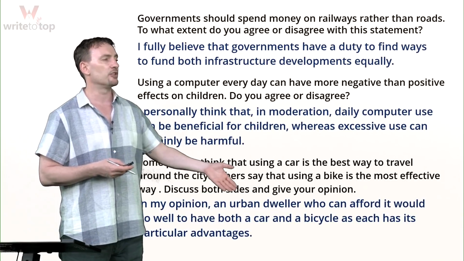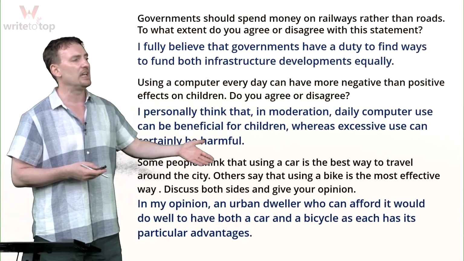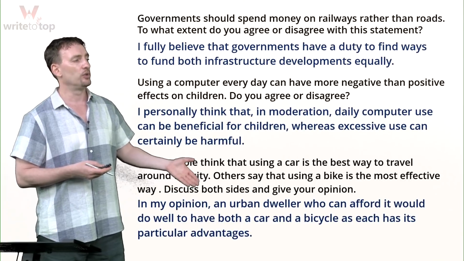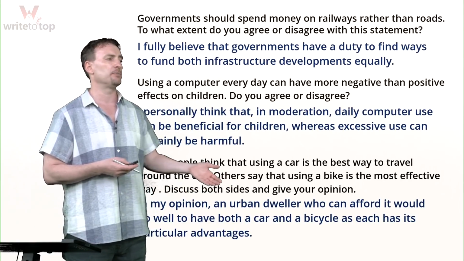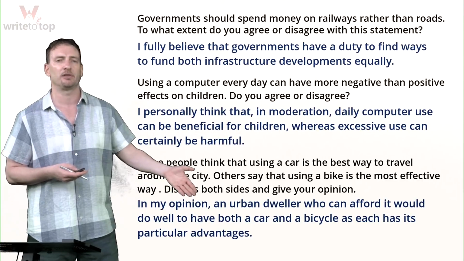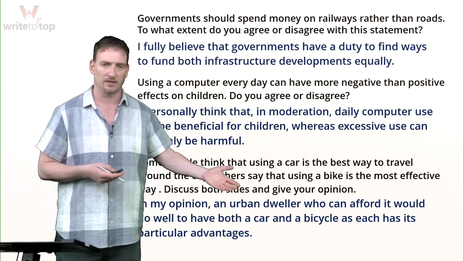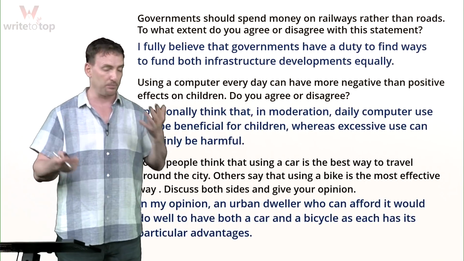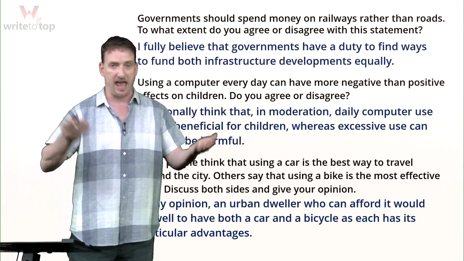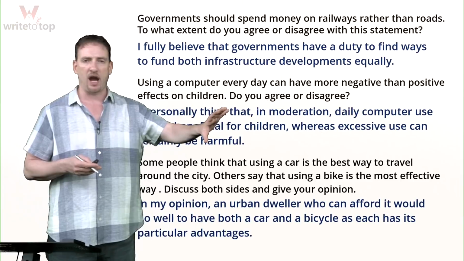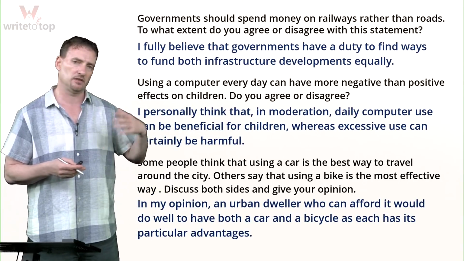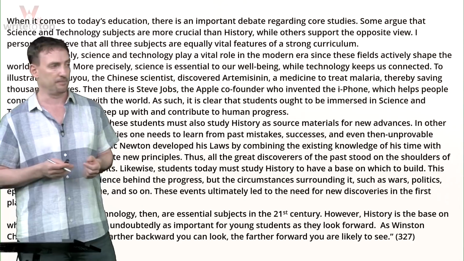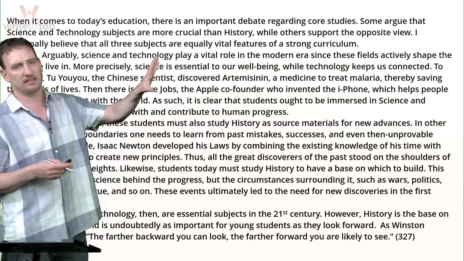In my opinion, this is the thesis statement, not the whole introduction. In my opinion, an urban dweller, a person who lives in a city, who can afford it, would do well to have both a car and a bicycle, as each has its particular advantages. Okay? So I'm telling you, I'm going to look at advantages of both of them. I think they're both very useful. If you can, have both. And then, why is a car good? Why is a bicycle good? Conclusion, you're done.